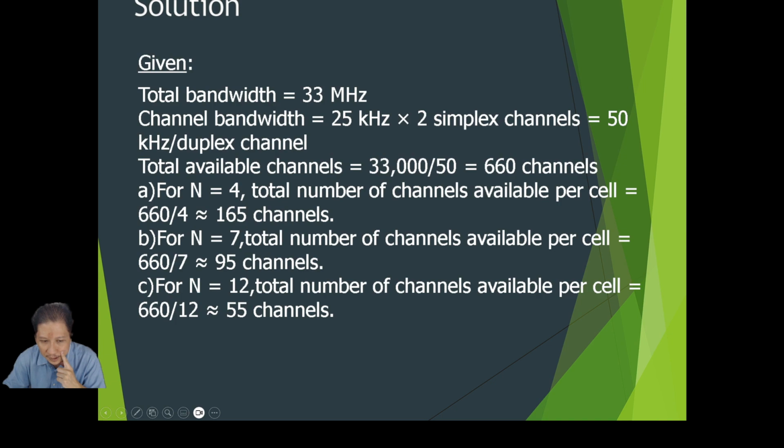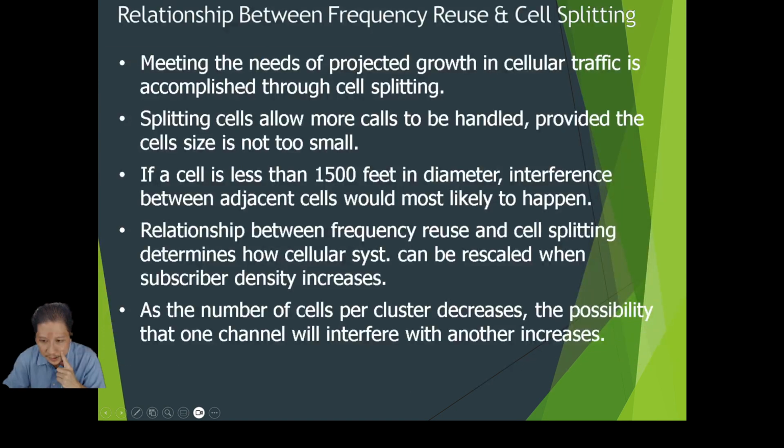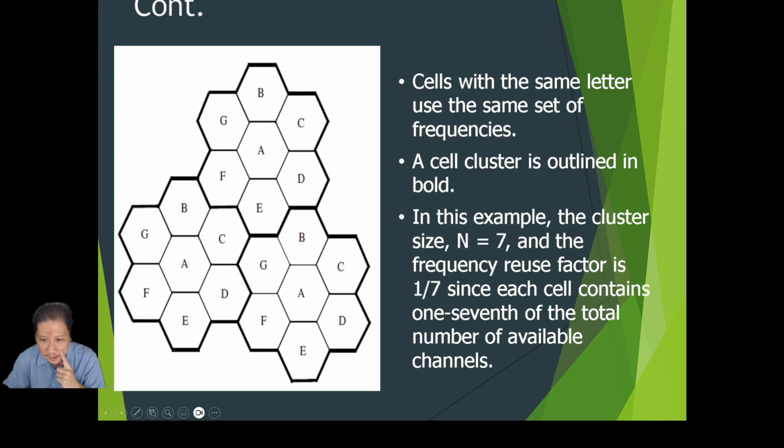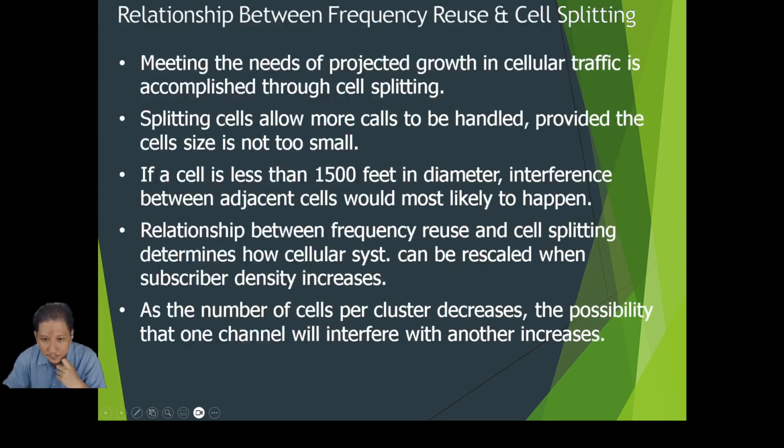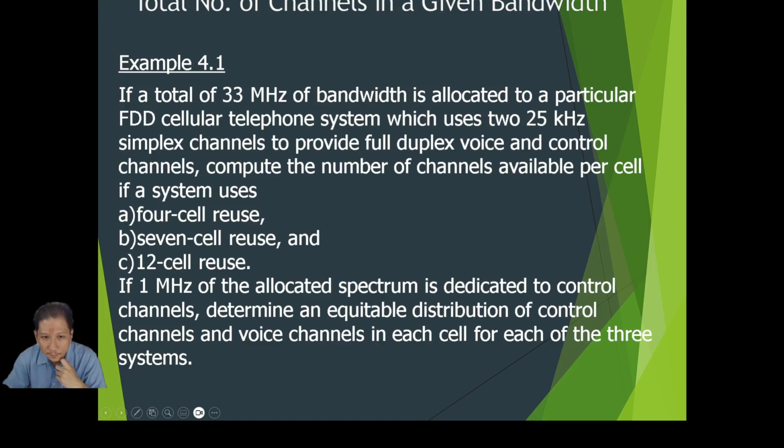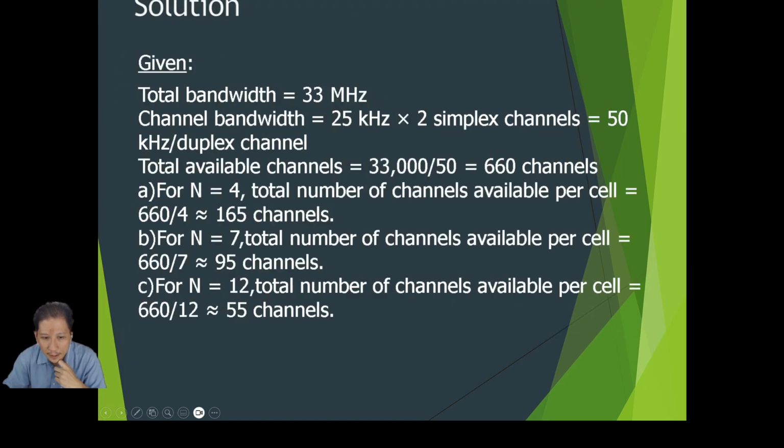660 divided by 7. Why divide by 7? Because of this. Okay, kita kena apa, cluster size tu kena divide by cluster size maximum capacity. Okay, and then for N equal to 12, number of channel available per cell is 660 divided by 12, approximately 55 channel.